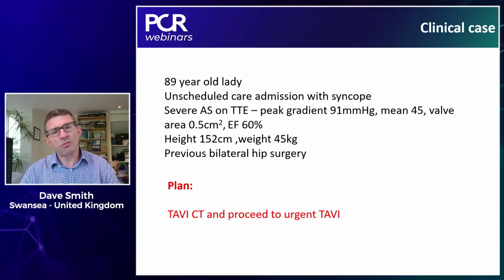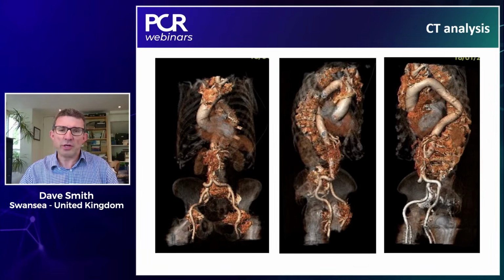So this is a case just to hopefully bring together all of these points from my care earlier in this year. This was an 89-year-old lady who had an unscheduled care admission with syncope. She had near critical aortic stenosis, high gradient, low valve area, but preserved left ventricular function. The interesting difficulty that was already known to us in her presentation, she's of low body weight and she's had previous bilateral hip surgery, so potentially presenting access difficulties. So we thought that we would perform an urgent CT scan and then proceed to an urgent TAVI procedure.